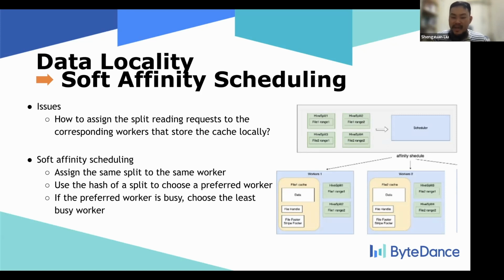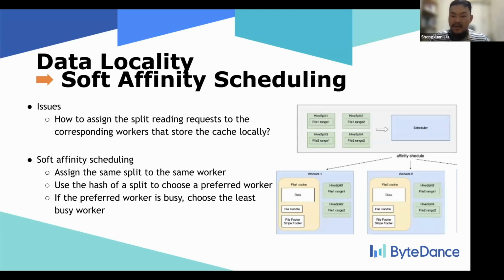Before using cache, the coordinator sends the splits to random workers. But after using the local cache, each worker only stores a small portion of the entire cache data, because we cannot have a copy of the entire cache in each worker, right? So the first challenge is how to assign the split to the workers that store the cache locally. Otherwise, we cannot take advantage of the existing cache because the worker does not have the cache locally, right?